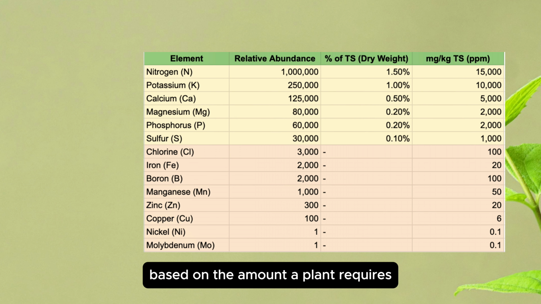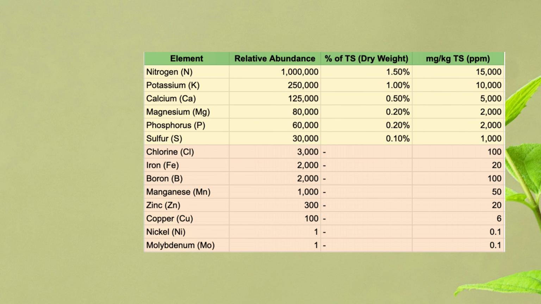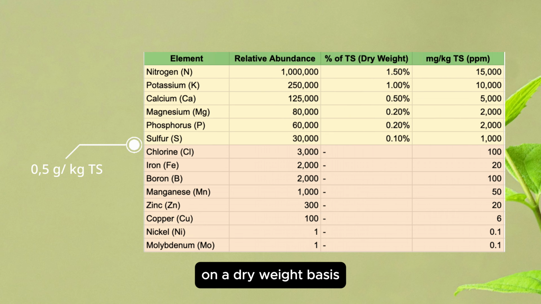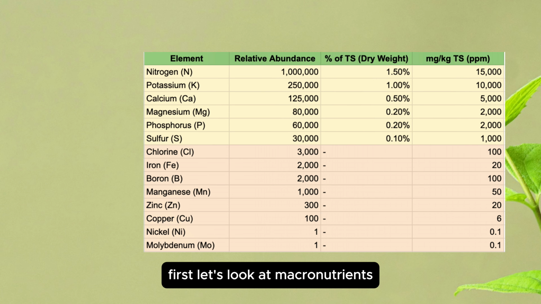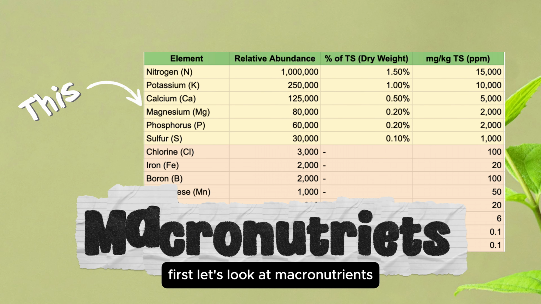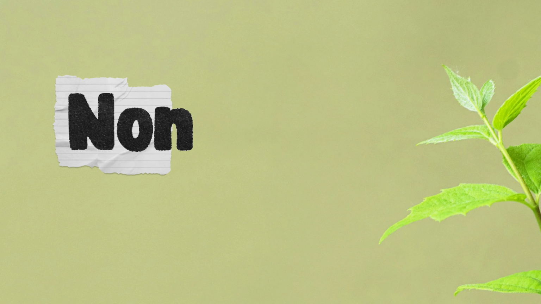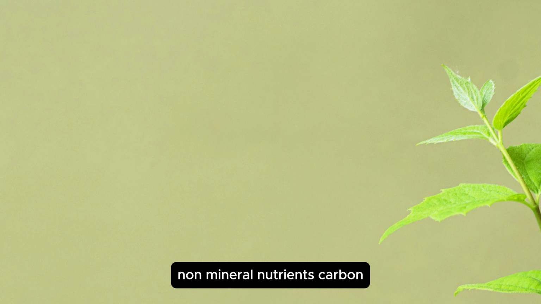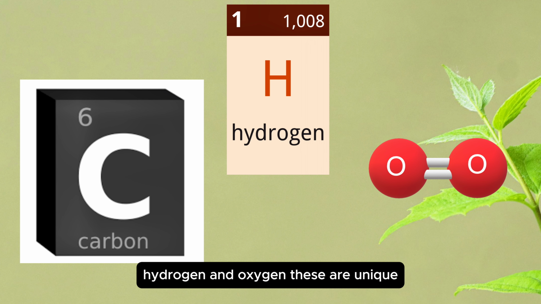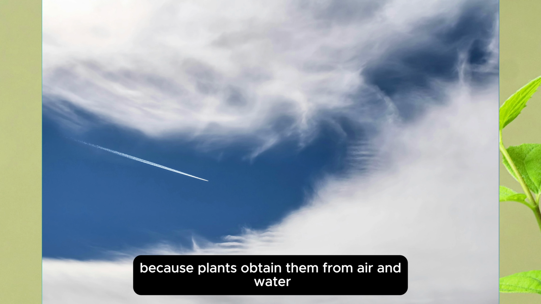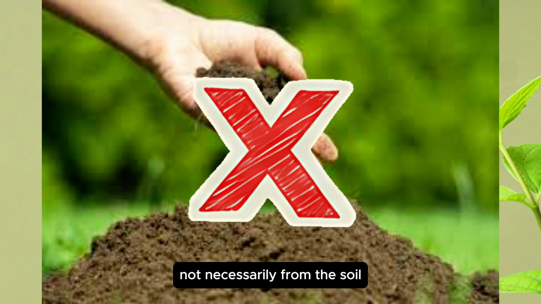Essential nutrients are further divided based on the amount a plant requires. The standard threshold is 0.5 gram per kilogram of total solids on a dry weight basis. First, let's look at macronutrients. These are required in relatively large quantities. Non-mineral nutrients: carbon, hydrogen, and oxygen. These are unique because plants obtain them from air and water, not necessarily from the soil.